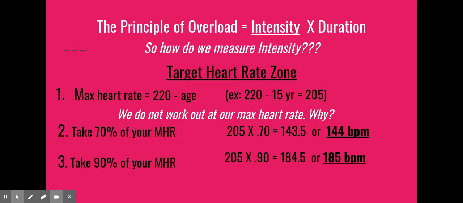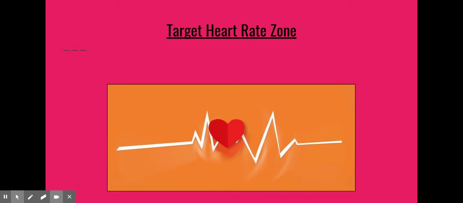And these are measured in beats per minute because it is your pulse or your heart rate. Therefore, your target heart rate zone for your age group is 144 beats per minute to 185 beats per minute.